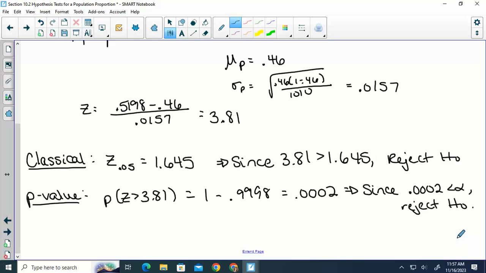Okay, so do you guys see the difference in the two approaches? It's just this step right here, whether you're measuring standard deviations by finding the z of where we would reject, or if you're looking at the probabilities. And so then, to finish it, we always write a sentence.